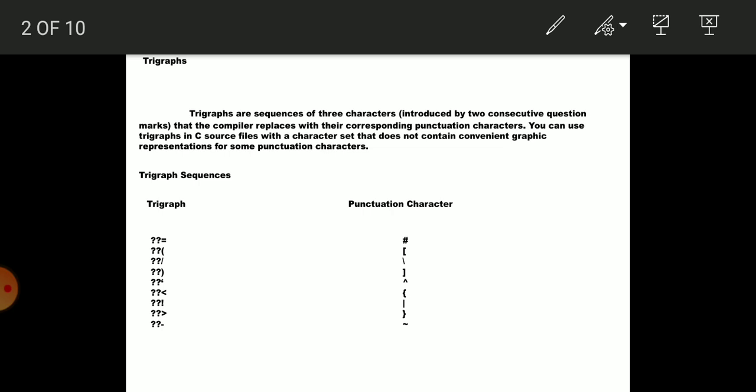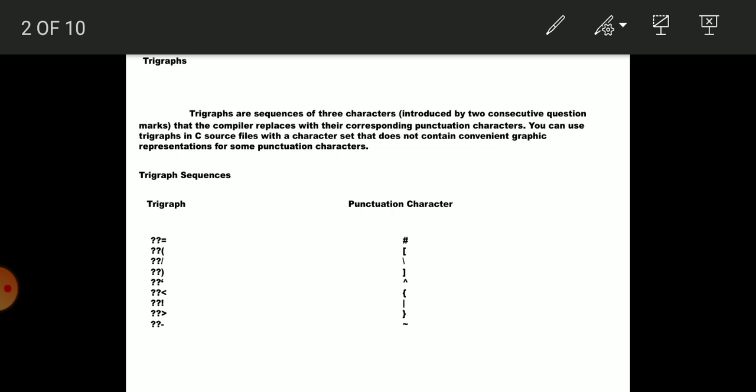So trigraphs are sequences of 3 characters, 2 question marks followed by another character, and the compiler replaces them with their corresponding punctuation characters. These trigraph sequences provide a way to enter certain characters that are not available on the keyboard. So examples of such trigraph sequences are given.